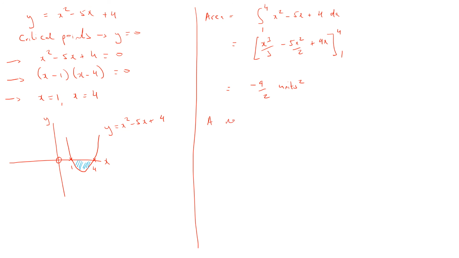Okay, a negative area means it is trapped or bounded below the x-axis. Okay, so this area is actually 9 halves unit squares, okay, but it's below the x-axis, hence the negative sign. So bear that in mind.